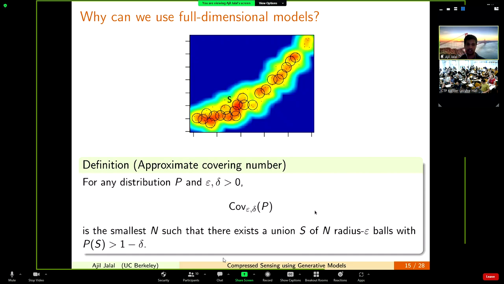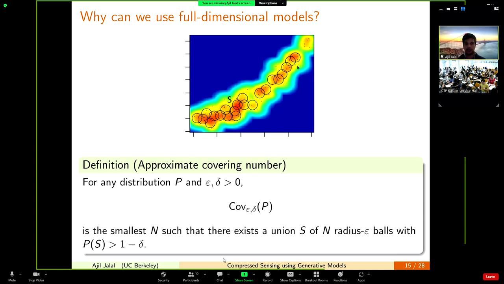which is a measure of the complexity of a probability distribution. And it says that if you're given any distribution P and some positive parameters epsilon and delta, then the approximate covering number at epsilon and delta of P is the smallest set of epsilon radius balls I need to cover 1 minus delta mass in P.